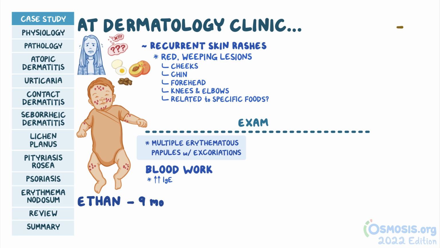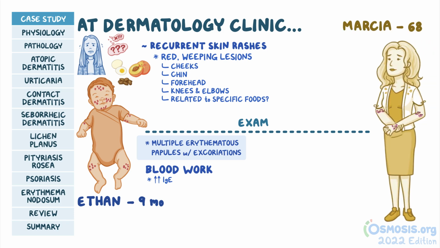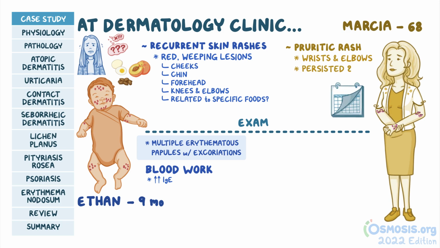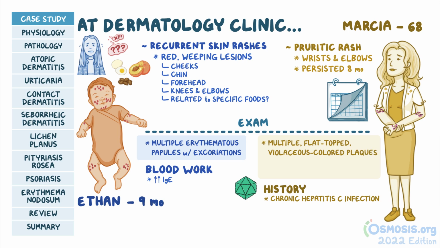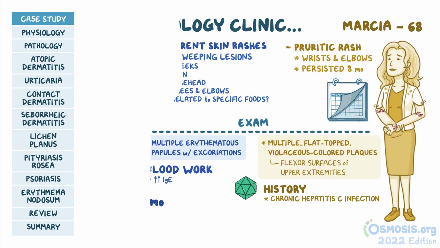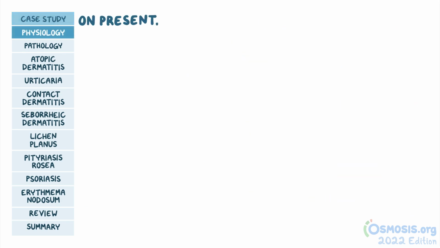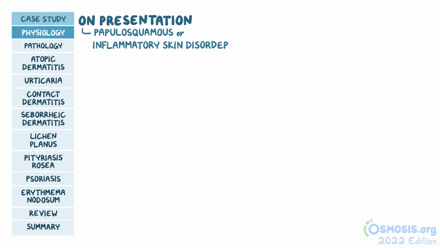On the same day, 68-year-old Marcia presents complaining of a pruritic rash on her wrists and elbows that has persisted for about 8 months. Her medical history is significant for chronic hepatitis C infection. On physical examination, there are multiple flat-topped violaceous-colored plaques on the flexor surfaces of her upper extremities. Based on the initial presentation, Ethan and Marcia seem to have some form of papulosquamous or inflammatory skin disorder.